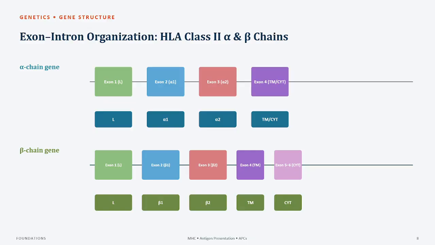This is the exon intron organization of the class 2 alpha and beta chains. What you see is that the alpha chain is divided into 4 exons, and the beta chain is then divided into another 6.